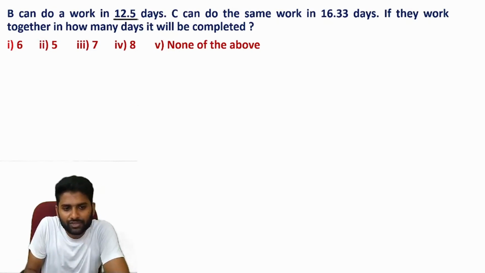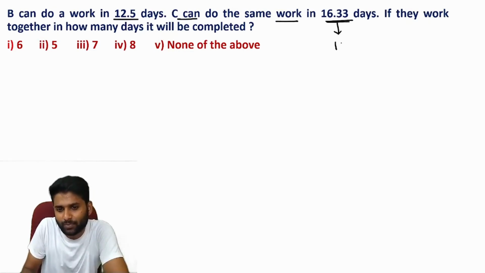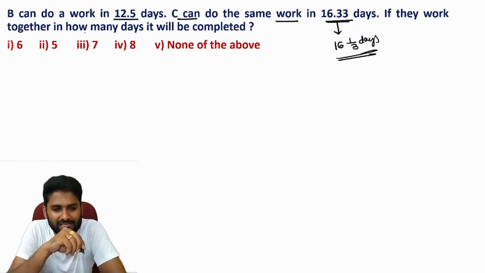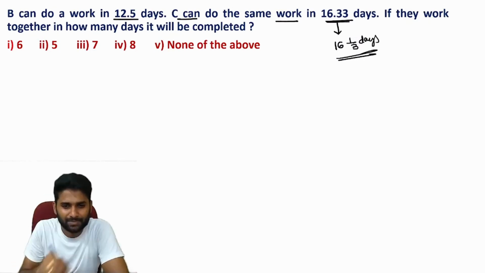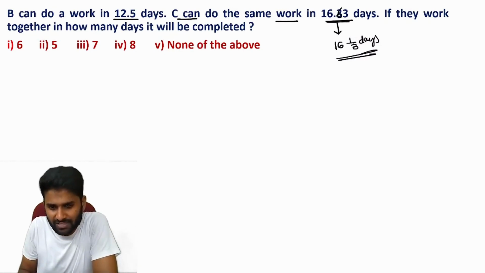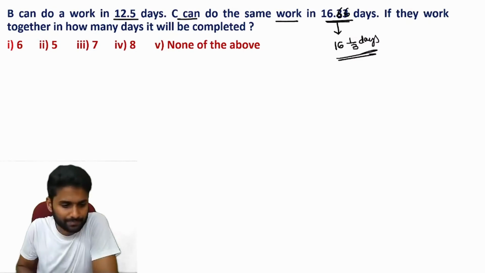B can do the work in 12.5 days. C can do the same work in 16.33 days. Guys, 16.33 is all about 16 1 by 3 days. If they work together, in how many days will it be completed? Let's see this information, guys. Just change the information. It is all about 16.66.